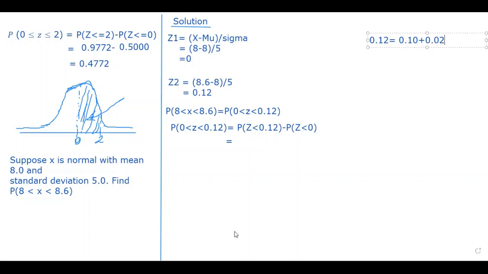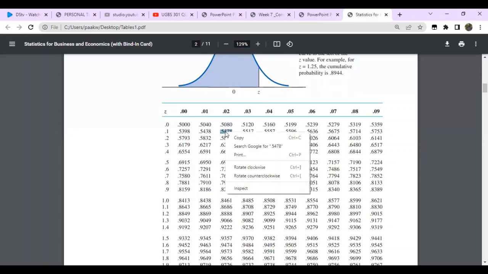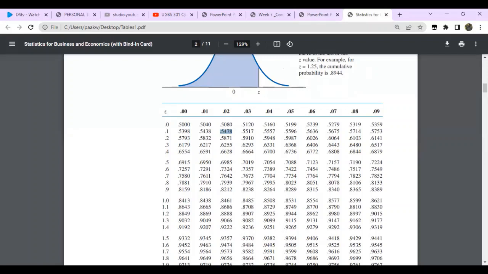So let's look at 0.12 on the table here. So 0.12, we established that it is equal to 0.1 and 0.02. So here. Do you understand? Do you understand? Yes, please. Oh, okay. Yes. Okay.